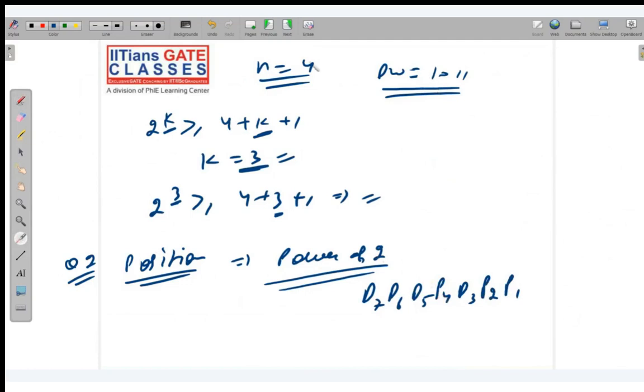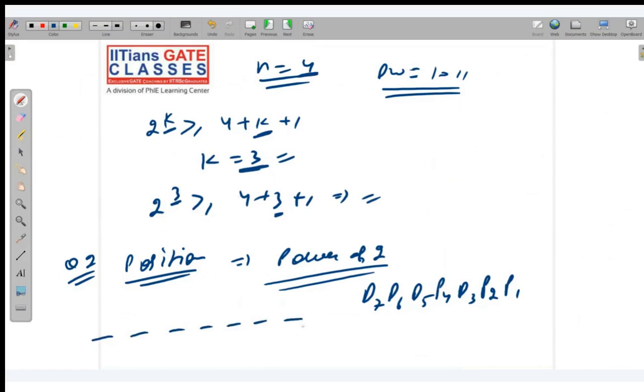See this: the data word is of length 4, so D7, D6, D5, D3 are the 4 data bits. The parity bits must be added at power of 2 positions: 2 power 0, 2 power 1, 2 power 2. If you are not able to grasp it, let me give you the idea. Total 4 bits are data word and the parity bits are 3, so 4 plus 3 is 7 bits. So 1, 2, 3, 4, 5, 6, 7.